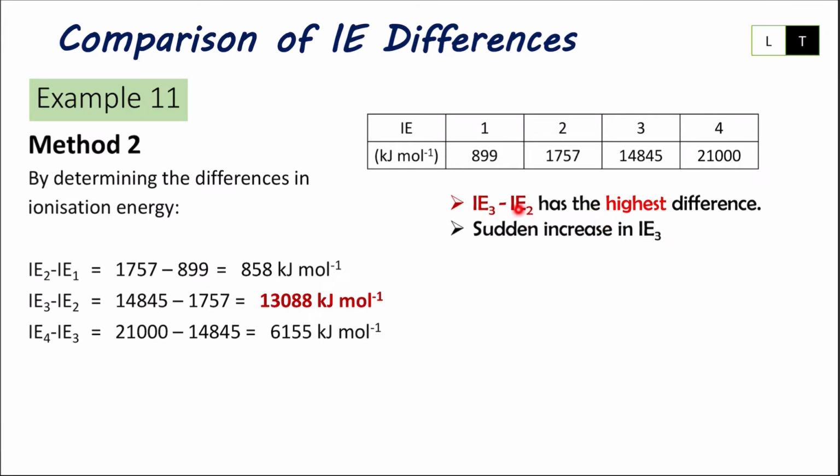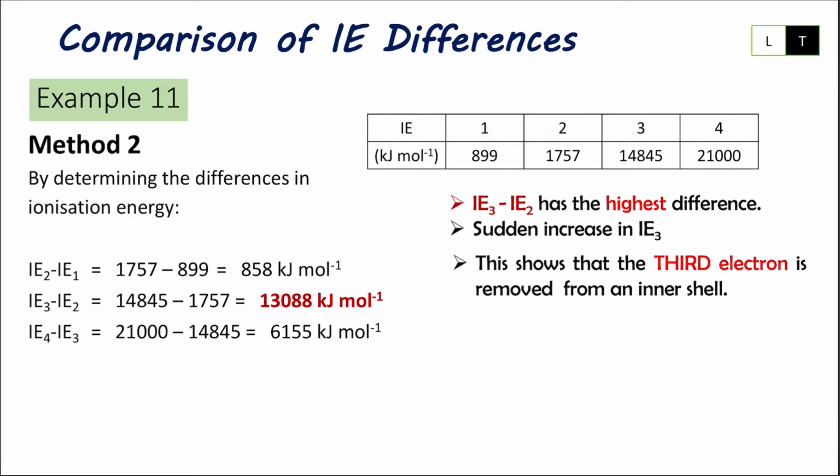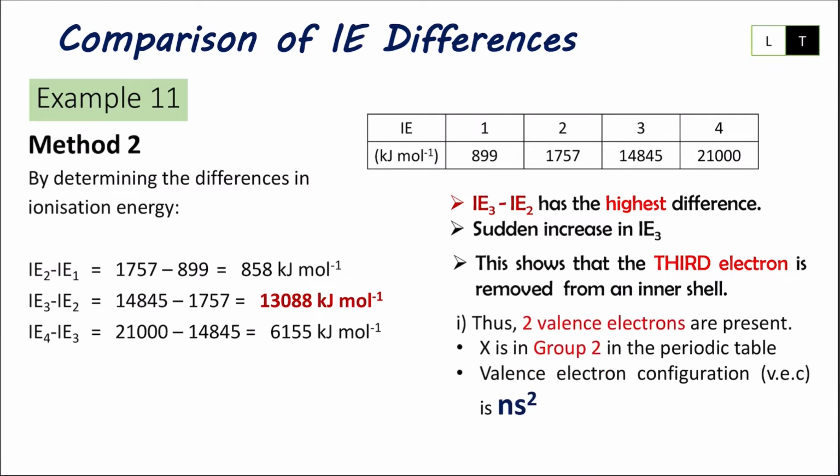So dalam kes ni kita guna yang tolak lah sebab we talk about difference. Kalau method yang sebelum ni kita guna bahagi because we talk about ratio. So get back to this part, we can know that there is a sudden increase in IE3. So it shows that the third electron is removed from inner shell. Dan reasoningnya masih lagi sama macam method yang sebelum ni. Cuma cara untuk kira adalah sedikit berbeza because we use differences. However, it doesn't matter which method yang awak akan guna, you still get the same answer.